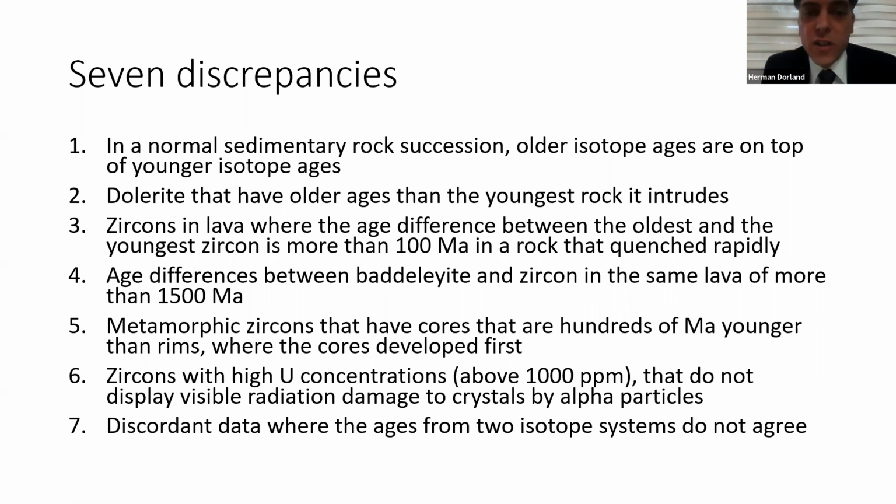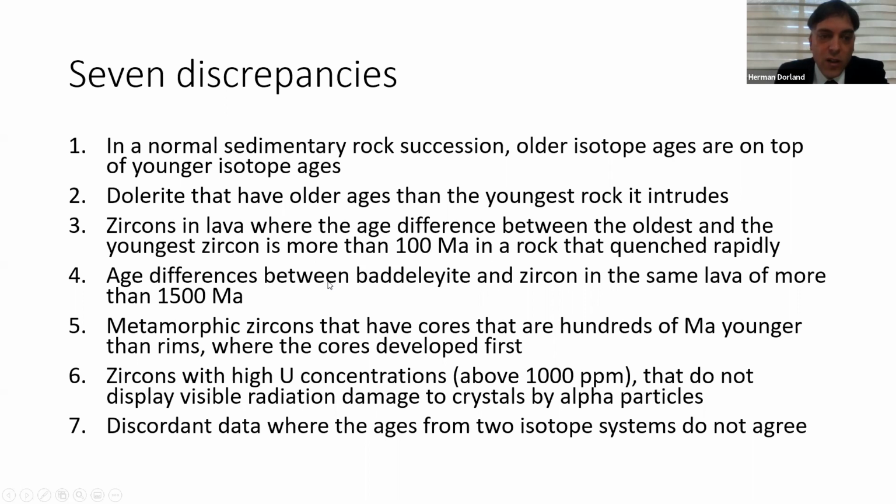So today I've shown you 7 types of discrepancies. The first, in a normal sedimentary rock succession, where the oldest rock is at the bottom and the youngest rock is at the top, I've shown where you find isotope ages where there are older isotope ages at the top, and younger at the bottom. So there are discrepancies like that. We have found there's dolerite that has older ages than the youngest rock it intrudes. We have zircons where, in a rapidly quenched rock, there's more than 100 million years difference between the oldest and youngest single zircon.